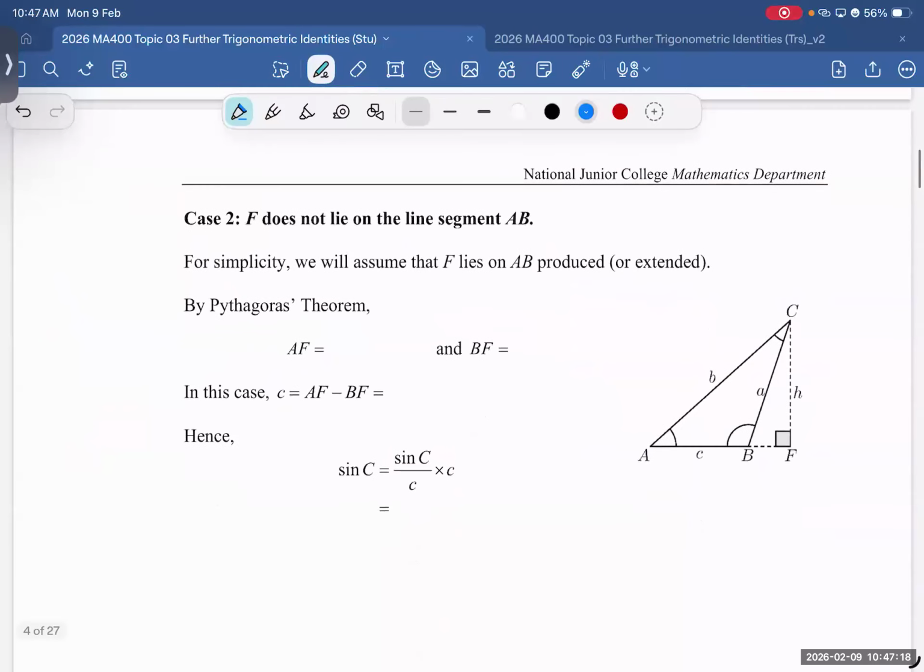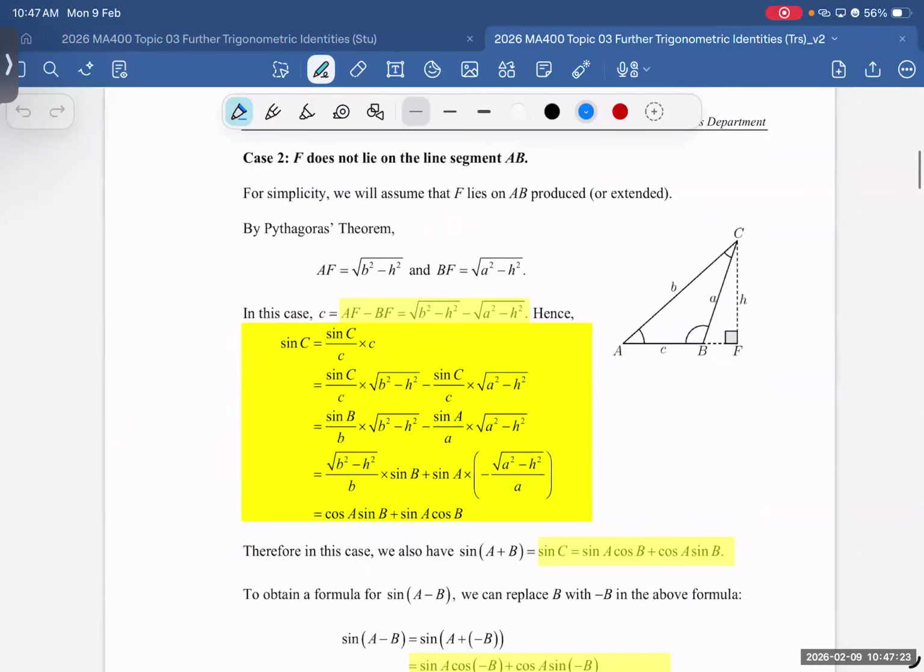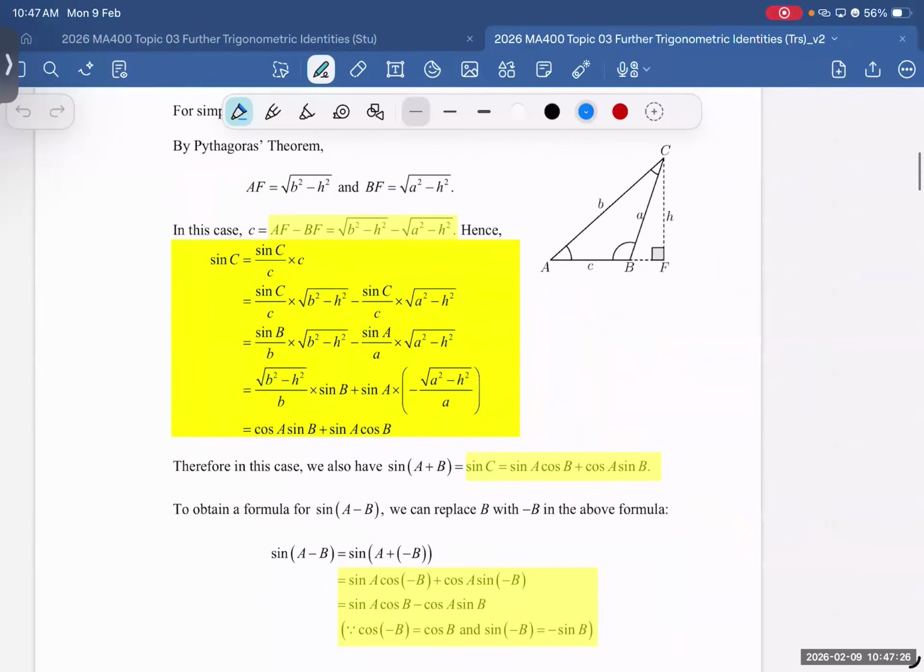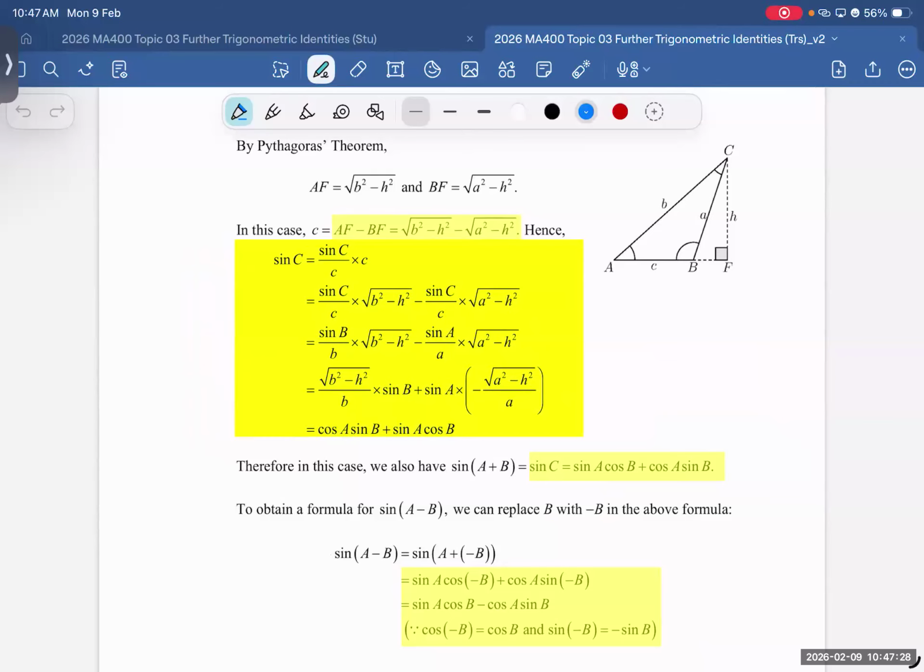Okay, for case 2, I guess I will not go through. You'll go and read that. Okay, by similar, I'll just let you copy. Yeah, the idea is largely similar. The proofs are all largely similar.